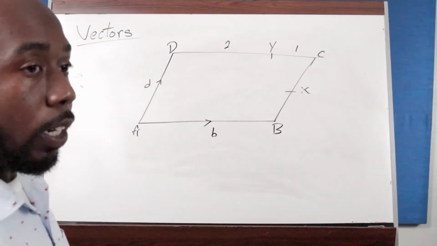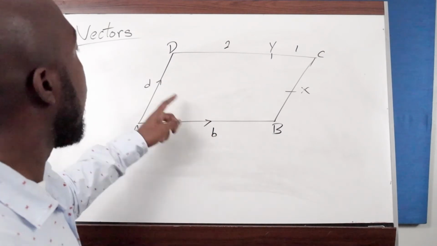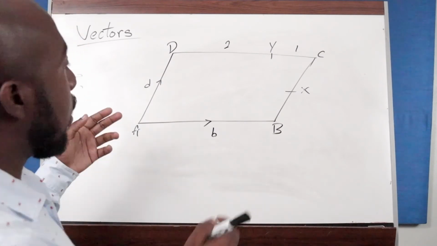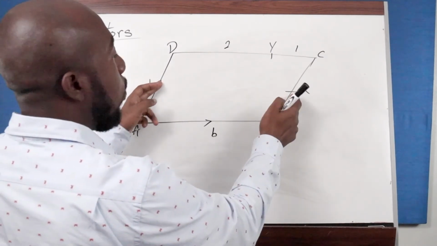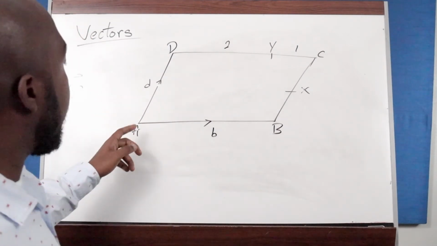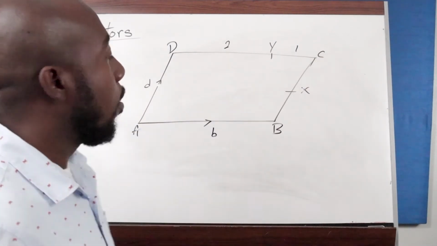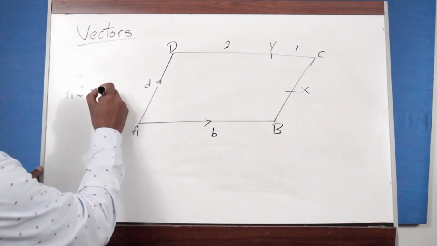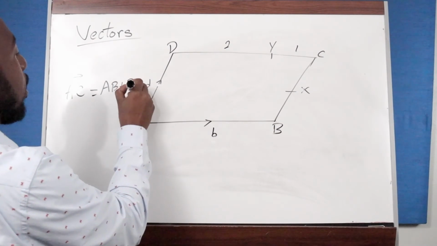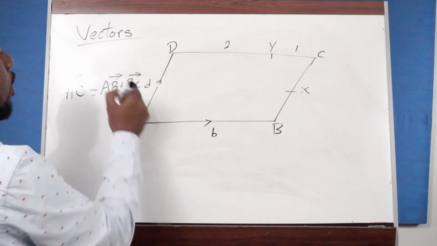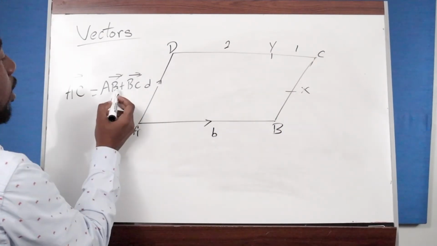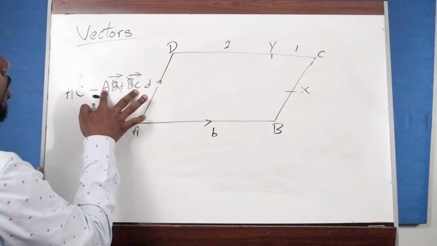Here they didn't give you any coordinates, they just said to express it in terms of b and d. Also in a parallelogram, the opposite sides are equal. So this and this are equal, and this side is equal. So if I want to get from A to C, I have to travel from A to B, plus from B to C. Again, you can see both in the middle are the same, so I'm getting A to C.